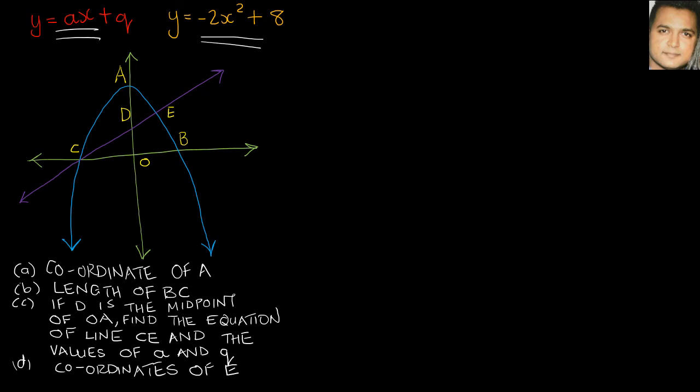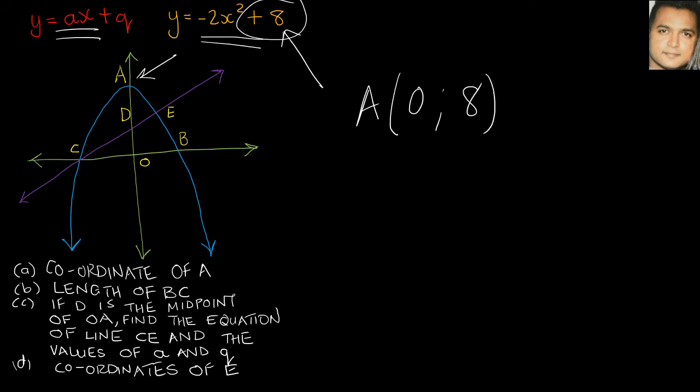Firstly, it says find the coordinate of A. Now A is the y-intercept. Now it's a y-intercept for the parabola. So we know the formula for the parabola is right over here, and we know this 8 here is your y-intercept. So that's a fairly easy question. So the coordinate for A, the coordinate meaning x and the y value, is (0, 8).